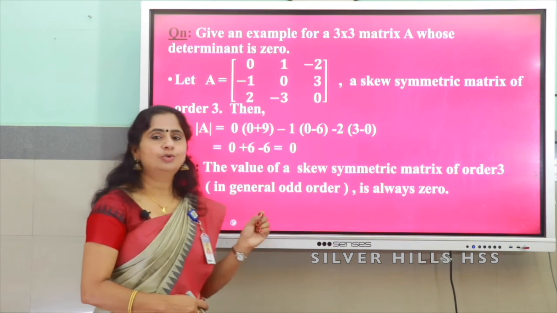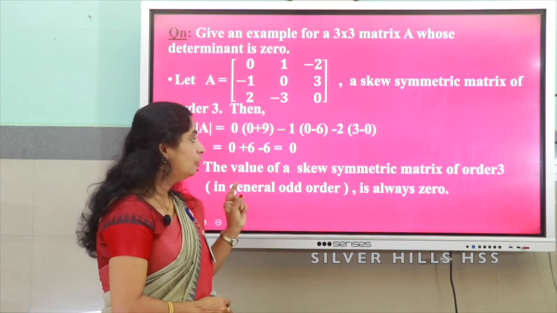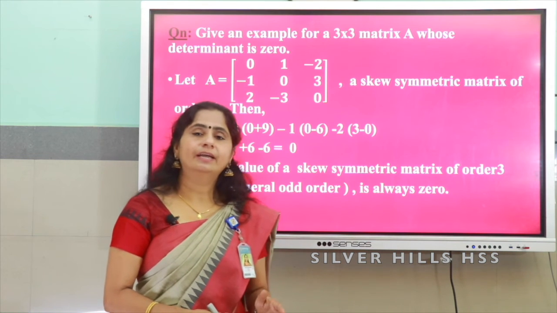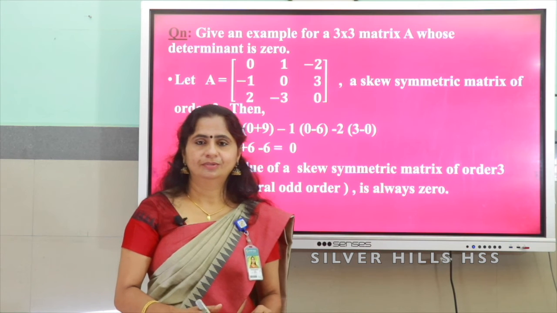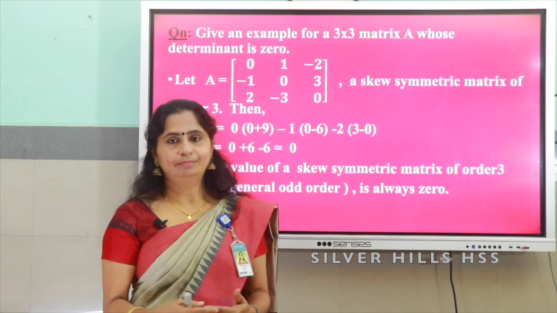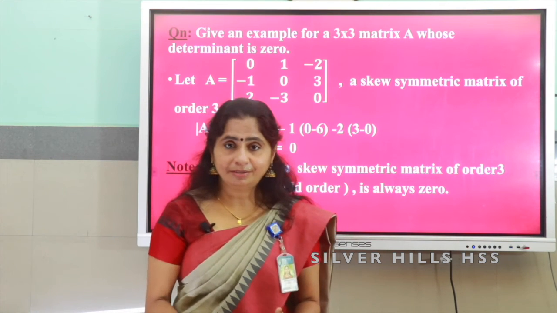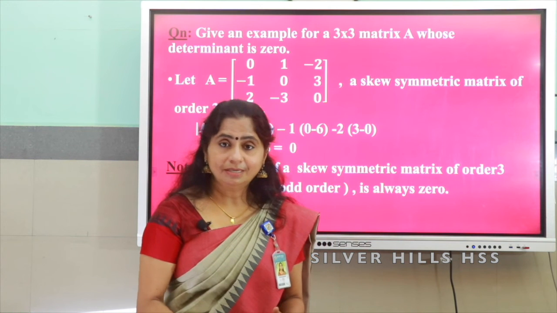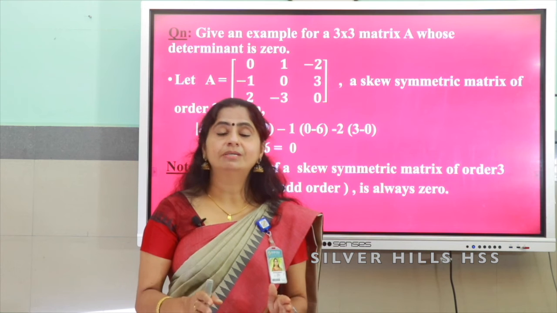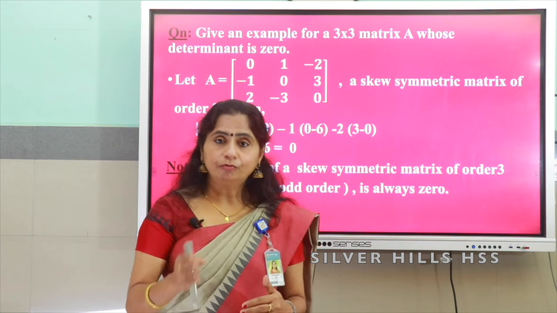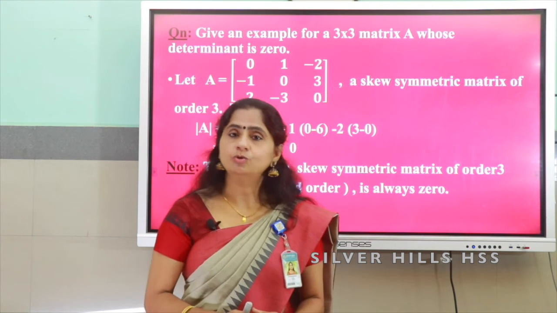Which means the value of the determinant of a skew symmetric matrix of order 3, or in general I can say odd order, is always 0. So if you are asked to give an example of a 3 by 3 matrix whose determinant is 0, always remember that the skew symmetric matrix, the determinant of which will always be equal to 0.